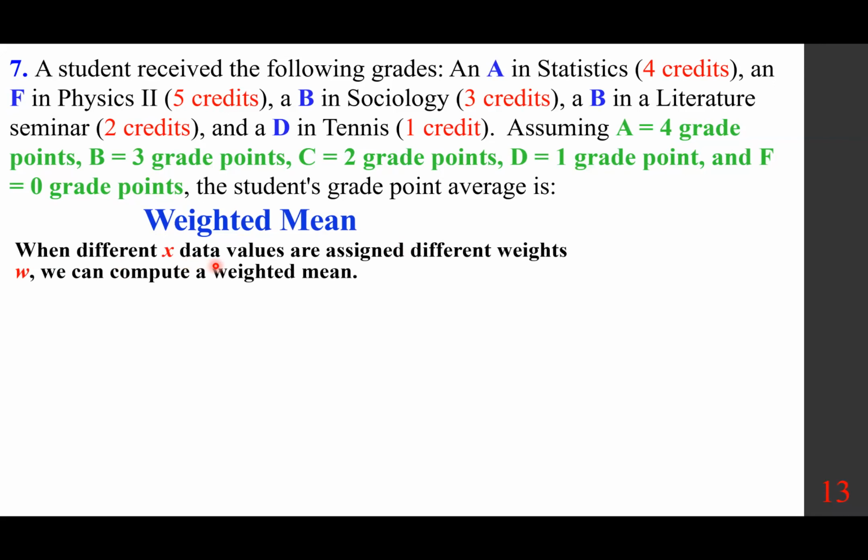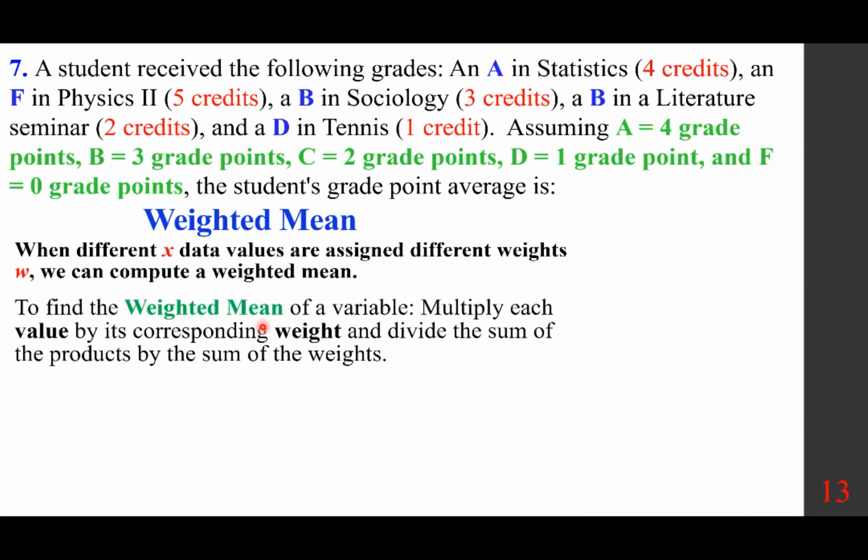When different X data values are assigned different weights, W, we can compute a weighted mean. To find the weighted mean of a variable, multiply each value by its corresponding weight and divide the sum of the products by the sum of the weights.